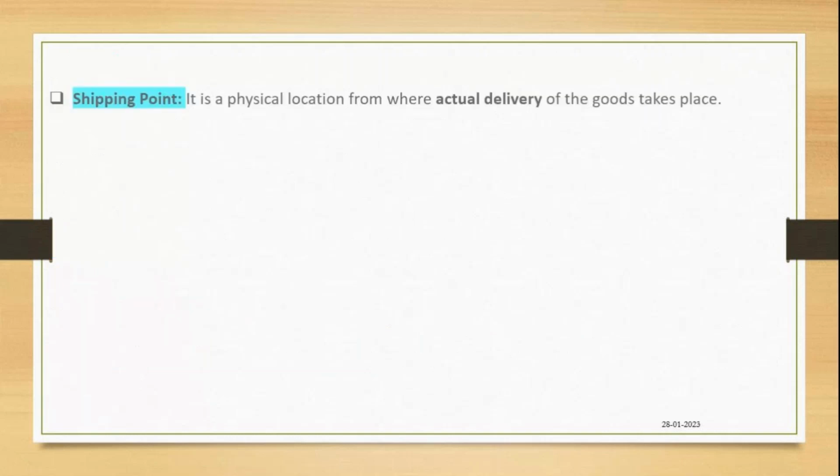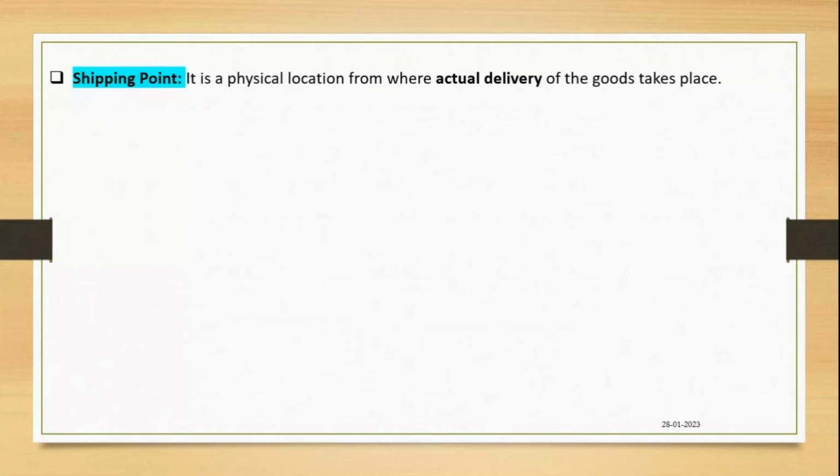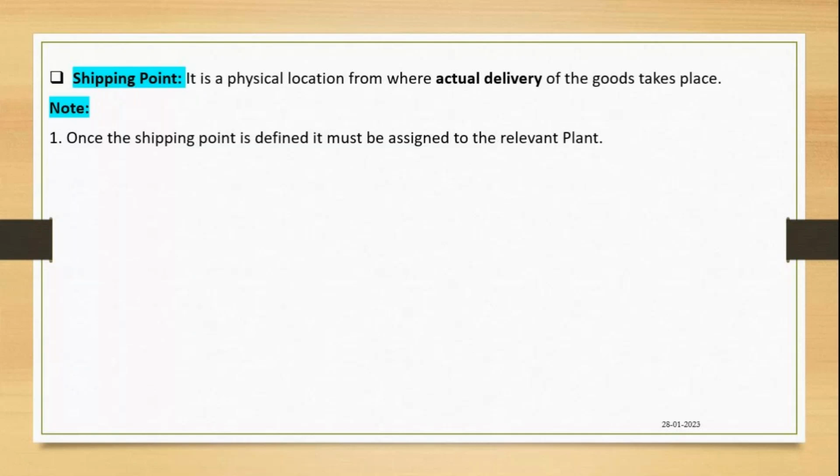Okay, guys. Then a shipping point. It's a physical location from where actual delivery of the goods takes place. Once the shipping point is defined, it must be assigned to the relevant plant. Shipping point is assigned to plant, not plant assigned to shipping point. This order is very, very important. That's why I clearly mentioned the arrows. I'll come to that screen again.